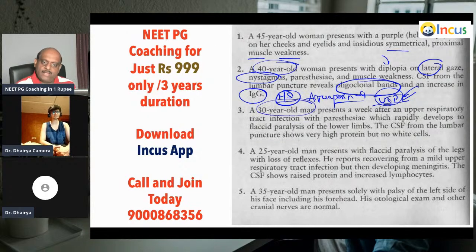Now, a 30-year-old man presents a week after an upper respiratory infection with paresthesia, and that rapidly becomes flaccid, acute flaccid paralysis. There is a very high protein, but no WBC, albuminocytologic dissociation. What is your diagnosis, doctor?